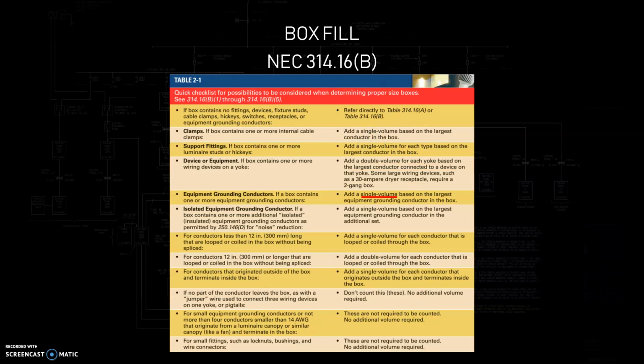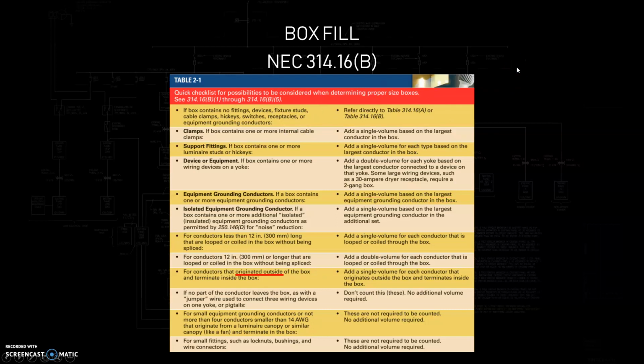Next up, if we have an equipment grounding conductor in the box, which we always will, we're going to add a single volume based on the largest equipment grounding conductor in the box. Doesn't matter how many grounds you have in the box, we're just going to count the biggest one one time. And if we have an isolated ground, we have to count that separately. That's not something we're going to see in any of our examples here.